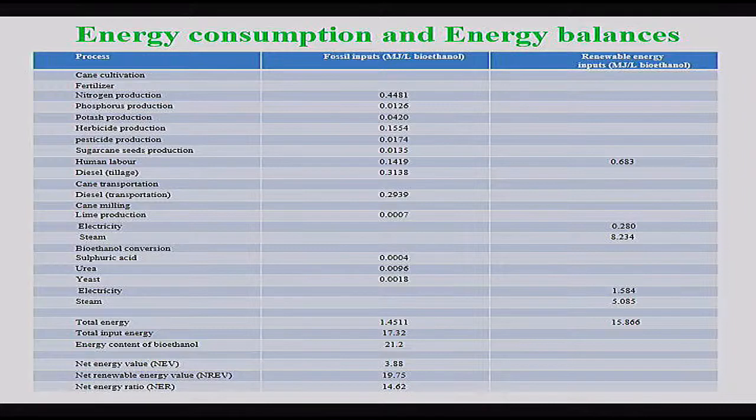So from here, you can see the total fossil energy input was about 1.5 megajoules per liter of bioethanol, and the renewable energy input was about 15.87 megajoules per liter of bioethanol. And the total energy input, when you add those two, you get 17.32. Then I determined the net energy value, which came to about 3.88. The net renewable energy value, 19.75. Then the net energy ratio, which is 14.62.